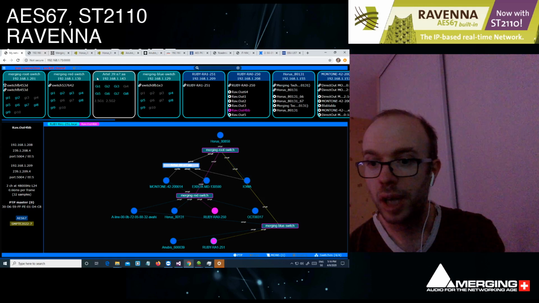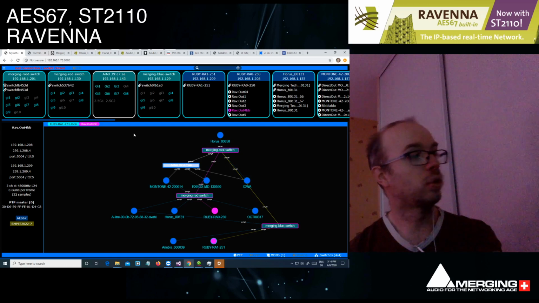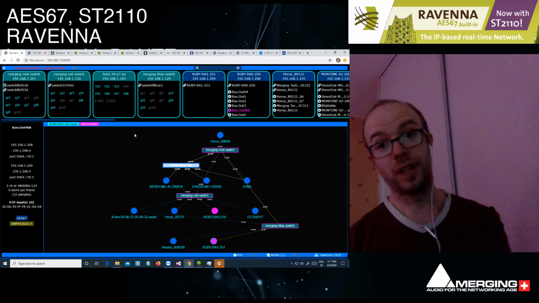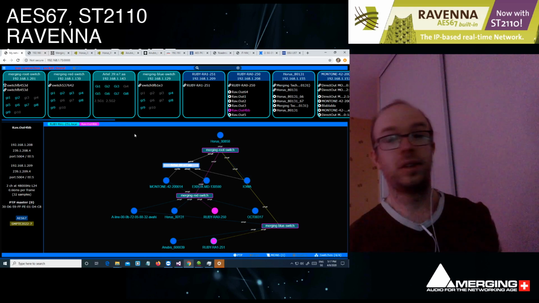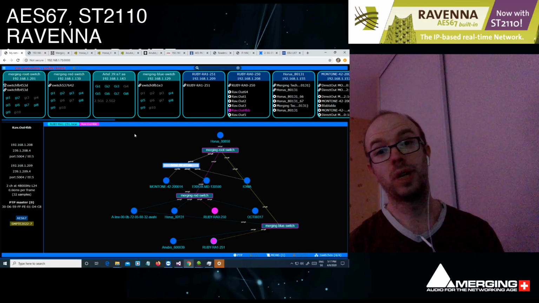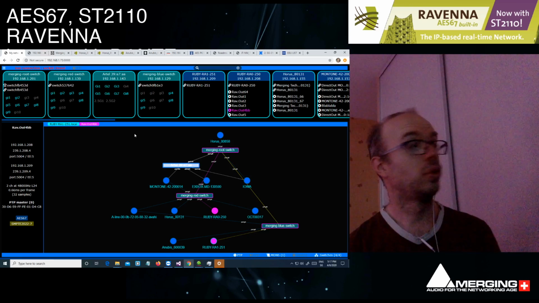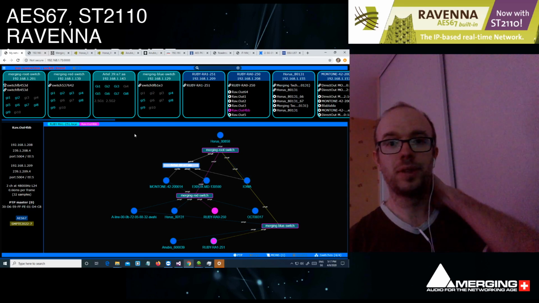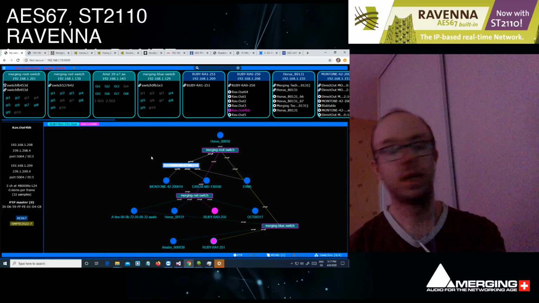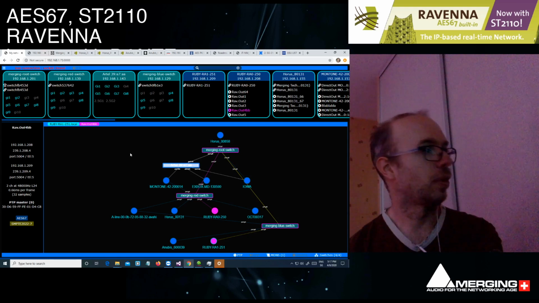What is the best way to run AES67 and Ravenna streams between VLANs? That's a good question. So, routing between VLANs. The best way is to have a fast router, and because it's multicast, you want a fast router that does multicast. This is the only thing that you need to know. Later in the talk today, we will see more about multicast and what is using AES67, so maybe I will answer your question more later.